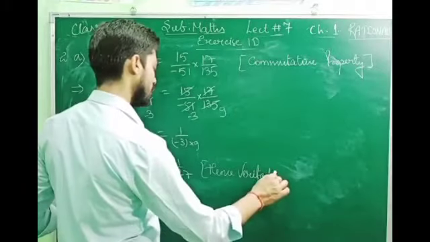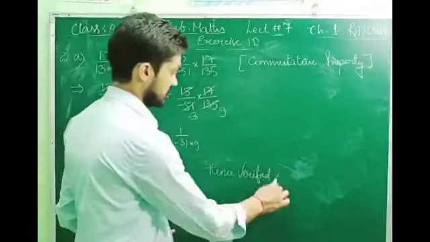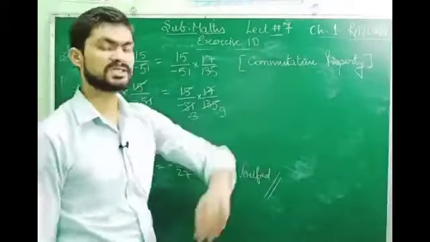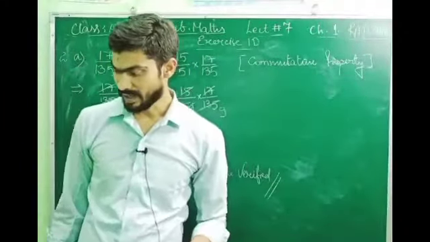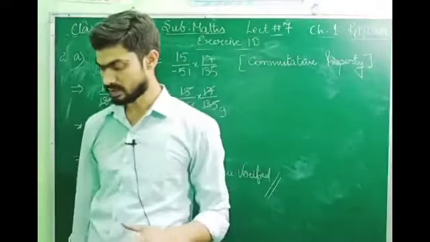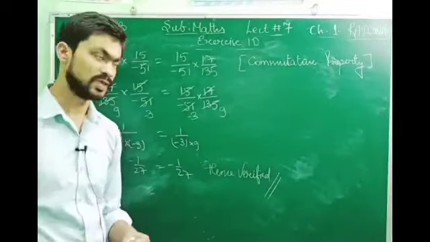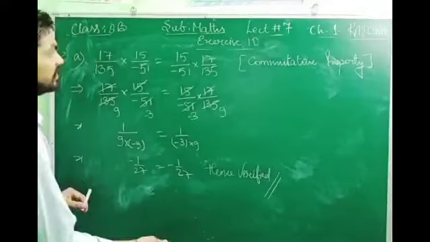And which property is this? The property name is commutative property. Likewise, we have to solve. Question number B I am going to tell you, and similar questions you can try. B, let us see the B part.